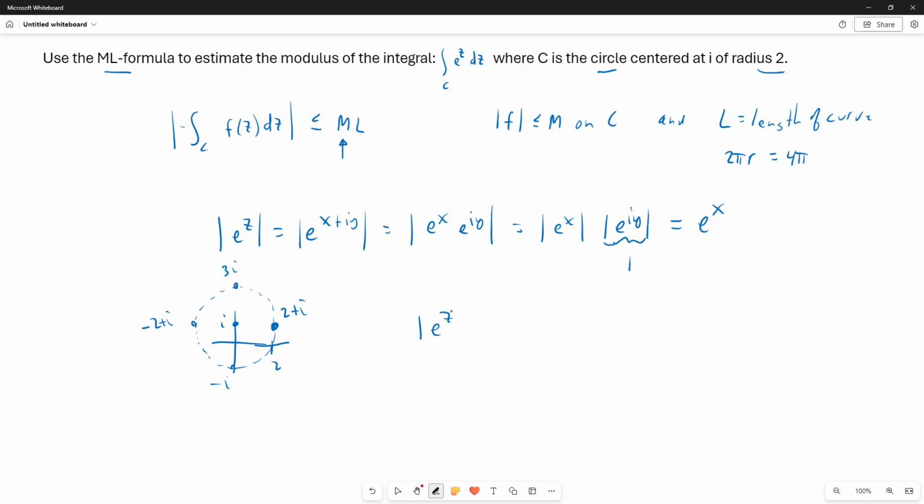So the modulus of e to the z is less than or equal to e squared on the circle. And so the modulus of the integral of e to the z dz is less than or equal to e squared times the length of the circle, which is the circumference of the circle, 2 pi r, which is 4 pi. So 4 pi e squared is the maximum possible value; the modulus of this integral is less than or equal to this amount.